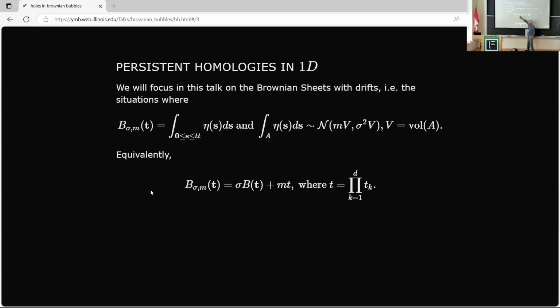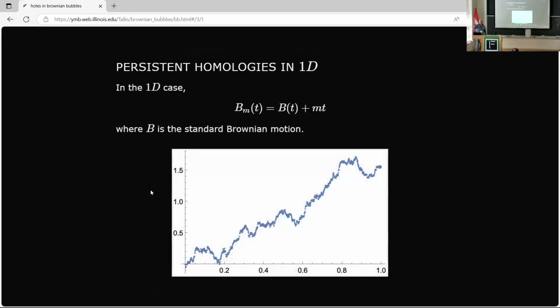So let's start with dimension 1. We have just a usual Brownian motion with drift, and let's see what happens. There will be no sigma, because by scaling of space and time I can always assume that my volatility is equal to 1. Okay, so in the one-dimensional situation, this is some fictional realization of this Brownian motion.